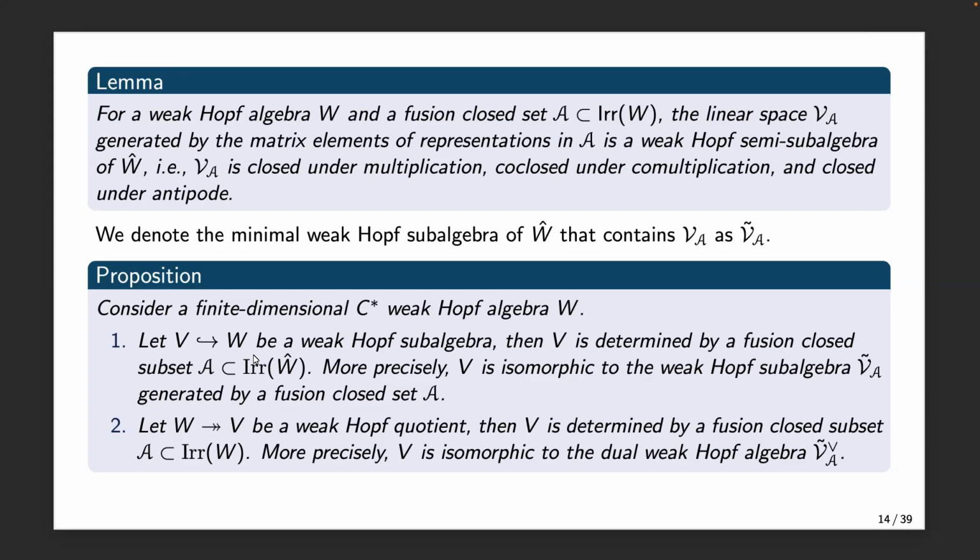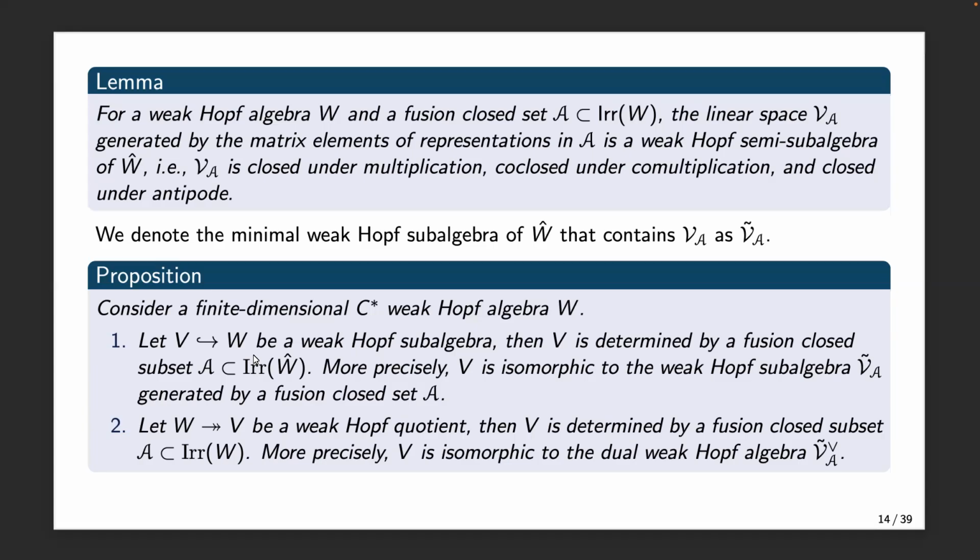Consider a finite dimensional weak Hopf algebra W, and if V is a weak Hopf subalgebra, then we can prove that V is determined by a fusion closed subset A. Note that this A is made of the irreducibles of the dual. So the process is that you give a weak Hopf subalgebra, then this is given by a fusion closed subset living in W check.